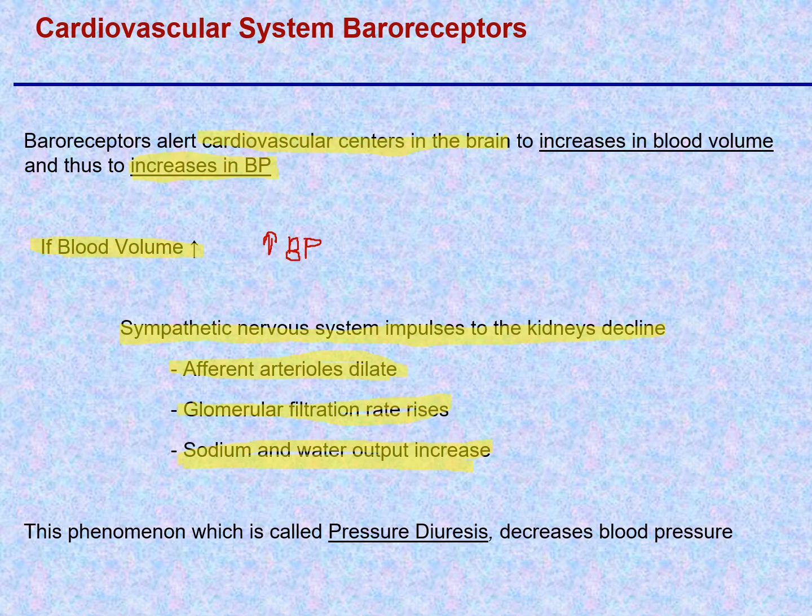This is called pressure diuresis. A sudden rise in blood pressure will trigger this lowering of sympathetic nervous system impulses to the kidney, causing a rise in GFR, and therefore a rise in sodium and water output, and that causes the blood pressure, as a result of that, to drop.